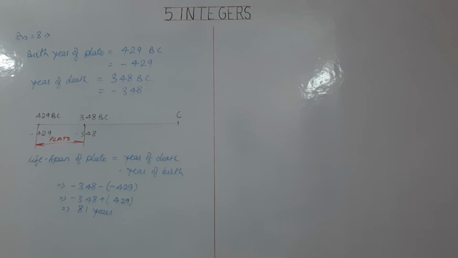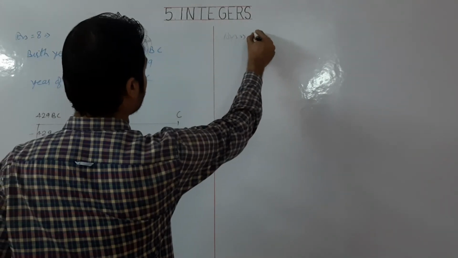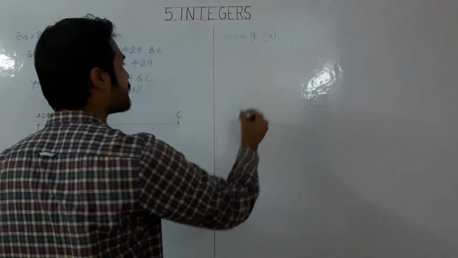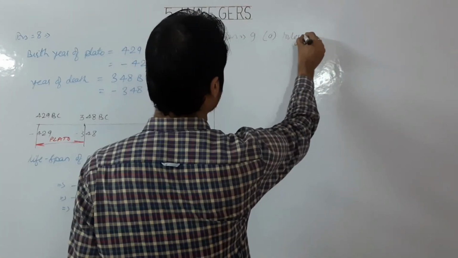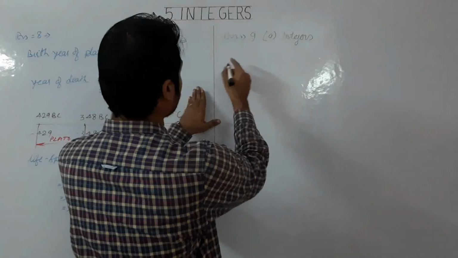Next question. Which of these sets are closed under subtraction, and explain. So first is integers. What is the meaning of closed? Closed means if you subtract any integer by a second integer, then your answer will be an integer only, right? So answer number 9. First is integers. So for integers, check whether they are closed under subtraction.